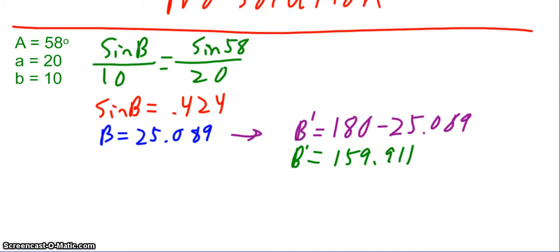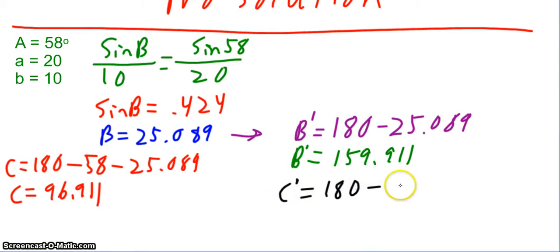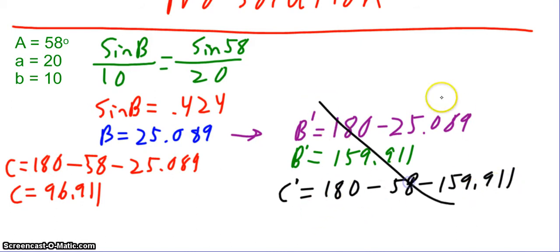And so now I'm going to go ahead and find angle C. So C is 180 minus 58 minus 25.089. So angle C is 96.911. Angle C prime, here we should be able to see relatively quickly, is not going to work. Because I'm going to do 180 minus 58 minus 159.911. That's going to be a negative number, so this solution does not work. However, I still have one solution.